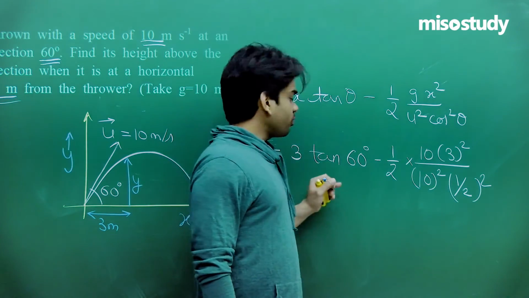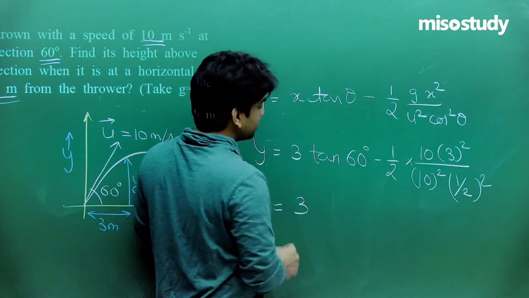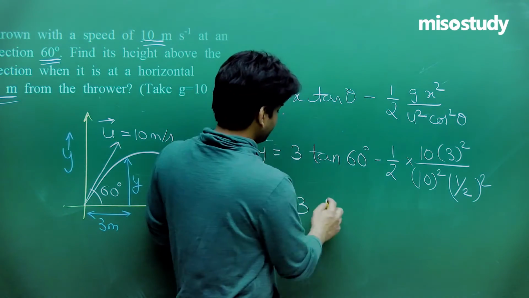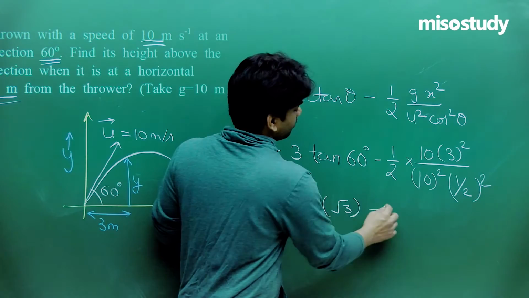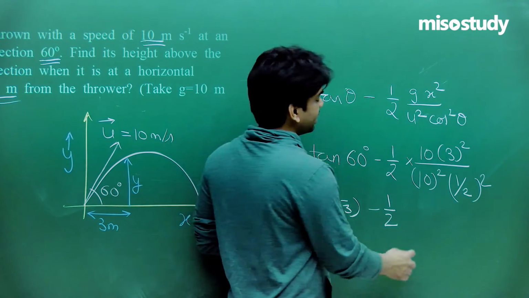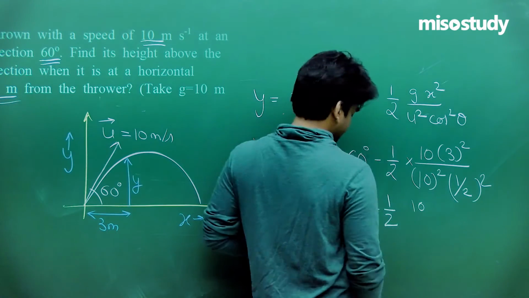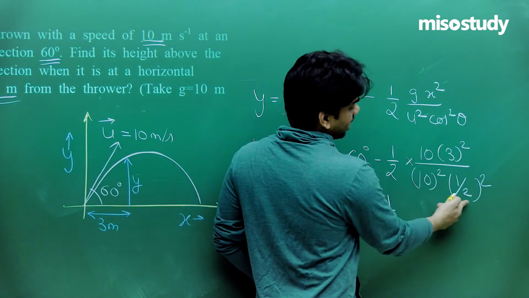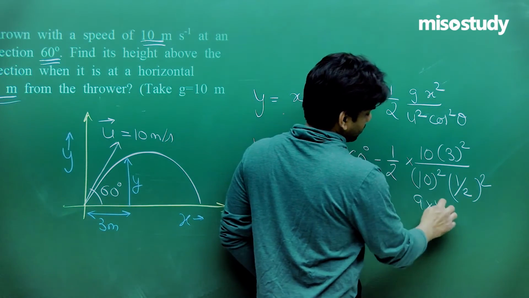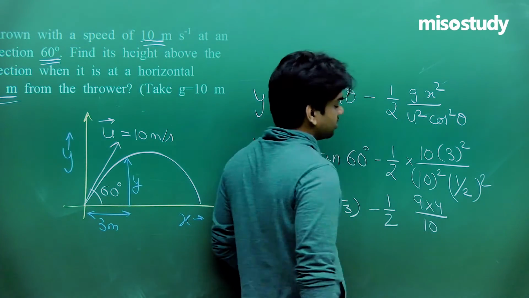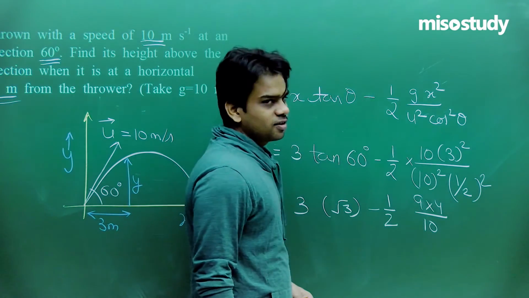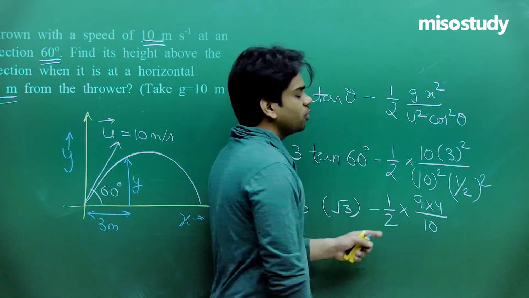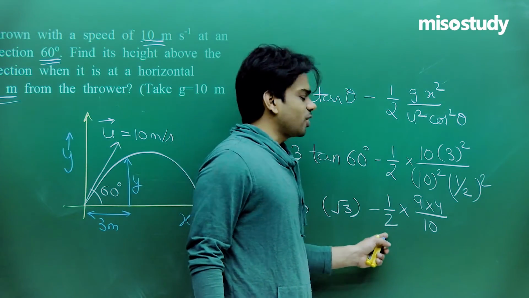Tan 60, I have not put in the value of tan 60. You know that tan 60 you can take as sin 60 by cos 60, that will be root 3. So 3 root 3 minus half, and here you will be getting 10. You see the 10 will be cancelled out, so I am not using the 10 in the numerator. So you will be having 9 and this 2 square is 4, 9 into 4 divided by 10. This is the term that we will be obtaining. 3 root 3 minus half, 9 into 4 by 10, that's 36 by 10, and here you have 2, so 36 by 10 is 3.6, and divided by 2 you are getting 1.8.